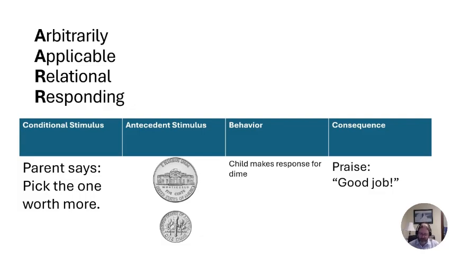So initially, kids might respond to the nickel. It looks bigger, it's physically bigger. We are not going to reinforce that. We're going to ignore or punish that. But when we say, in the presence of pick the one worth more, and they pick the dime, we are going to praise that and reinforce that. And that is helping them to develop this arbitrarily applicable relational responding, where they are responding on the basis of something being worth more that may or may not be connected to the actual physical properties of that stimulus in front of them. So they're picking the more valuable dime.